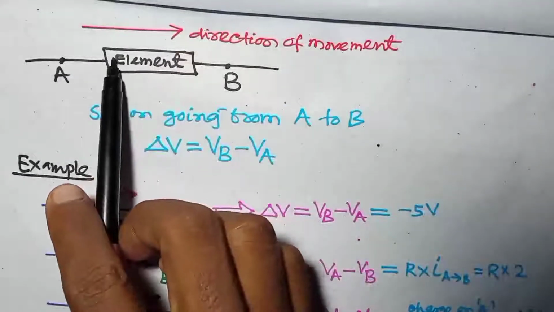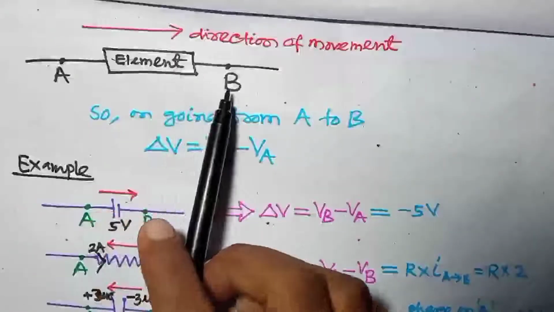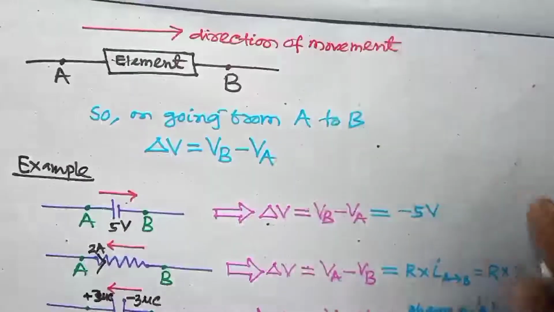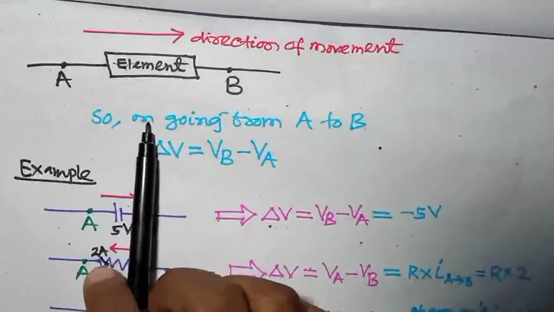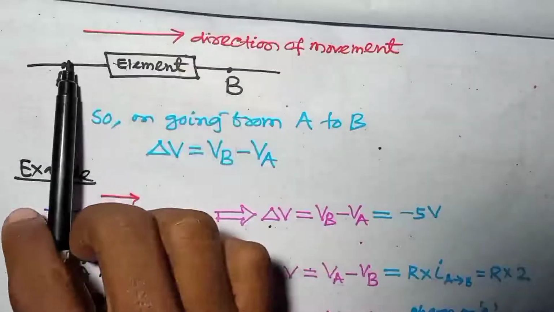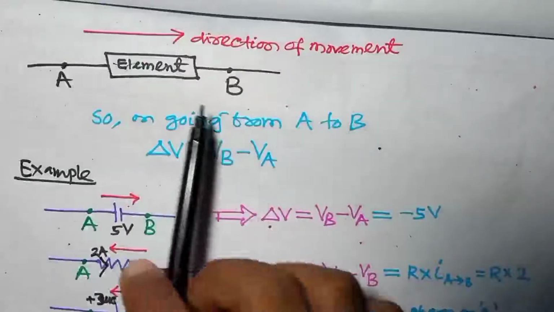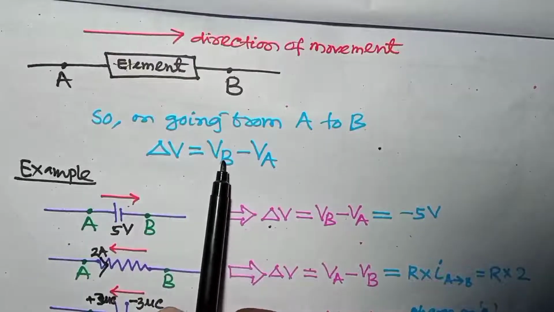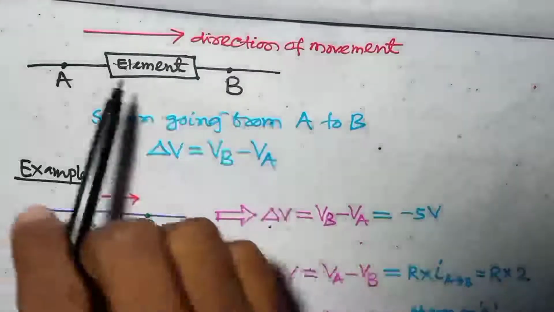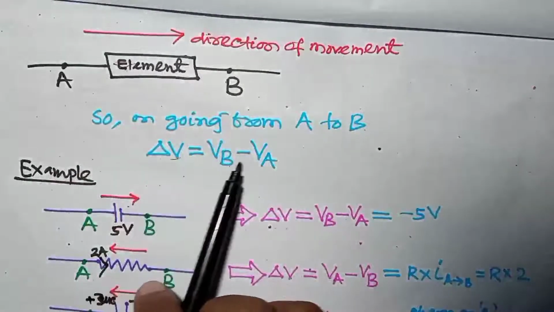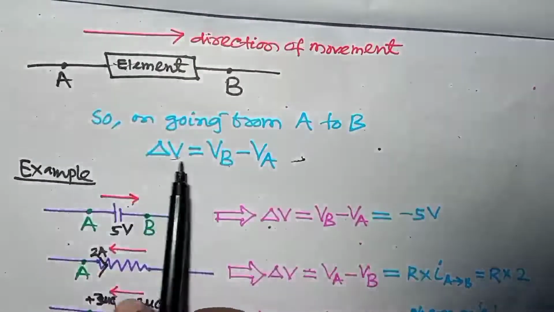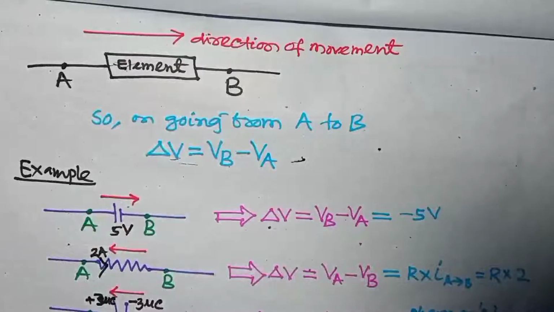So let's say I have a particular element and this is the terminal A and this is the terminal B, and let's say this is the direction of movement. Okay, so whenever I am going from A to B, then change in potential del V will be VB minus VA. Similarly, if I am going from B to A, then del V will be VA minus VB. This is the very important point that we should keep in our mind.